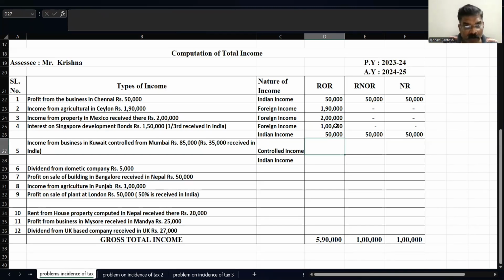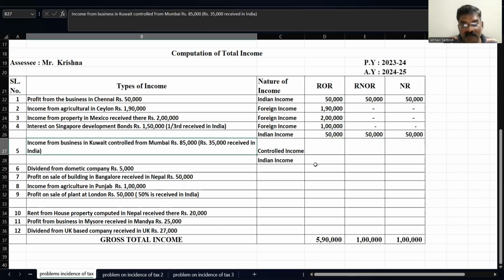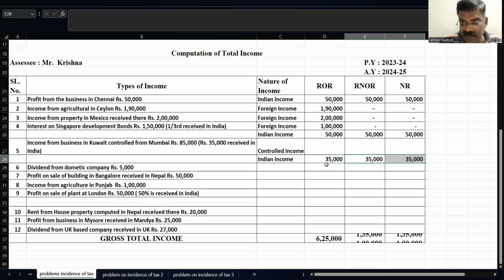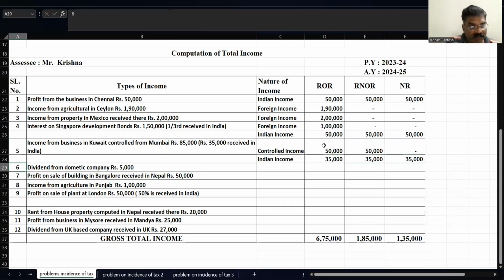So what do I do? Out of 85,000, I should subtract 35,000. Why 35,000? Because 35,000 is taxable in all the three cases, as the amount is received in India. Controlled income is taxable only in two cases. If I subtract 35,000 from 85,000, I get 50,000. That is taxable in two cases. For the non-resident, it is not taxable. Understood, children? We'll go to the next one.